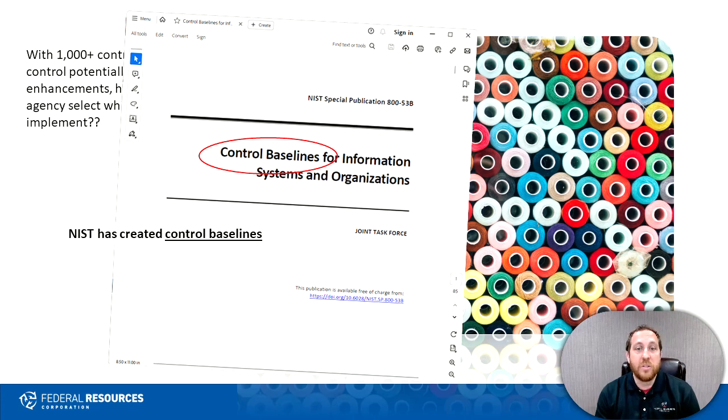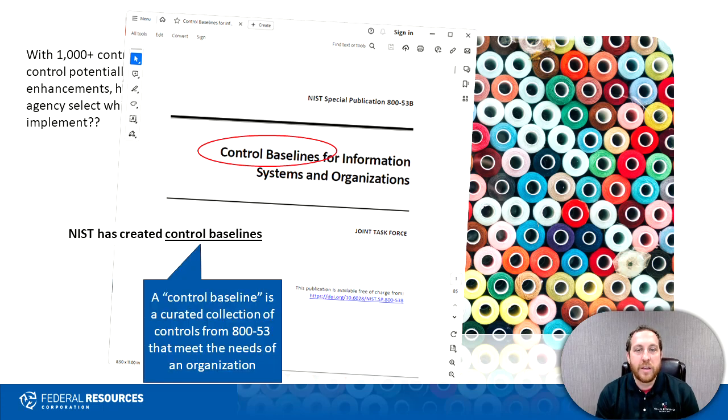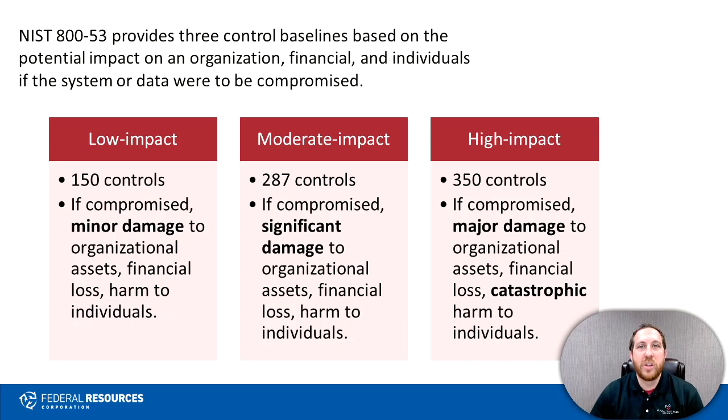In this vein, NIST introduces what's called security control baselines in document 853B. Think of this as a tailored Spotify playlist, but for security controls. Quick terminology definition. The control baseline is a meticulously curated collection of security controls. NIST defines 3 security control baselines based upon the potential impact to the organization, financial, and individuals if the system or data were to be compromised. The low impact baseline includes 150 controls and the high impact baseline includes 350 controls.